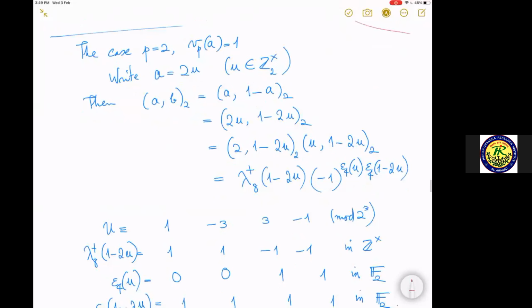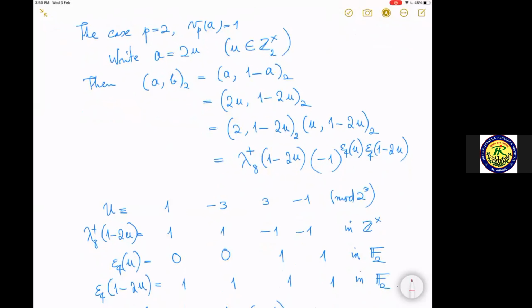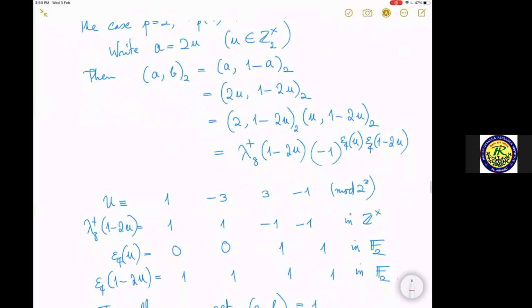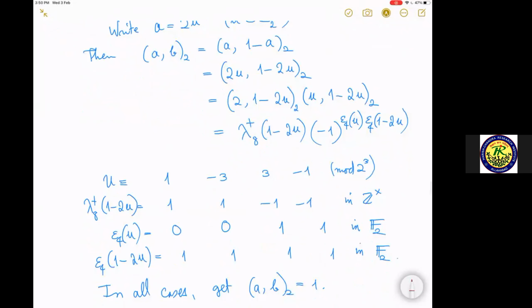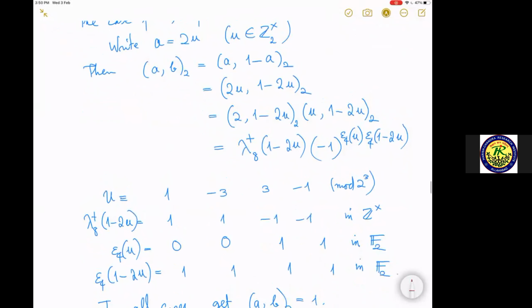Similarly, I don't know whether to go through all these cases. Okay. Well, so it gets slightly complicated in some cases. Perhaps this is the last case I will do. Oh, but this is the last case. I mean, where is it?